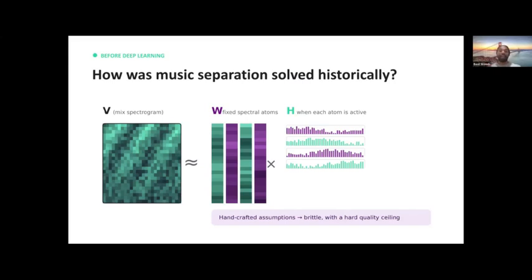It might even think that an atom is just an entire frequency band, and in which case it's quite useless. So yeah, the fact it was unsupervised made it really hard to get clean stems that you actually cared about. And then the second big problem is the way this is modeled is way too simple.